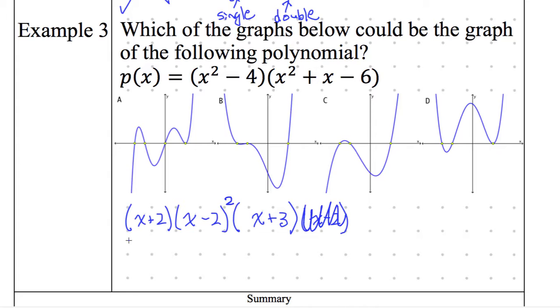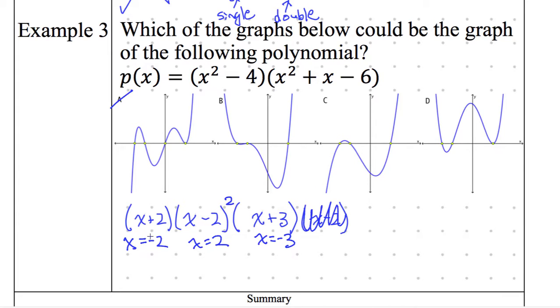So what are my x-intercepts going to be? Well, my roots are x equals -2, x equals +2, and x equals -3. Right away, I know I have 3 different x-intercepts. So I'm looking for a graph that has 3 x-intercepts. Uh-oh, A has 4, it's not A. B, C, and D all have 3 intercepts, so it's between B, C, and D. Now let's check the multiplicity of each of them.